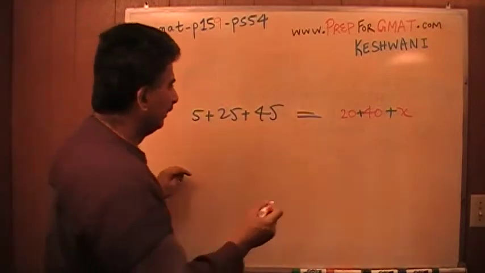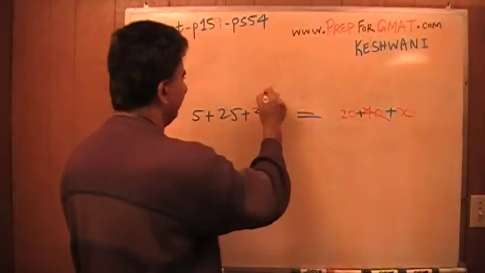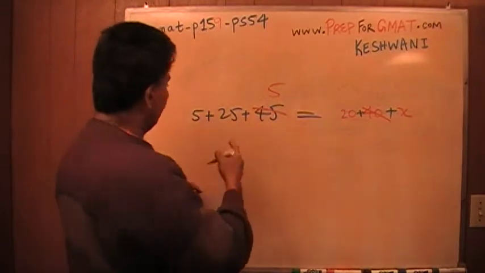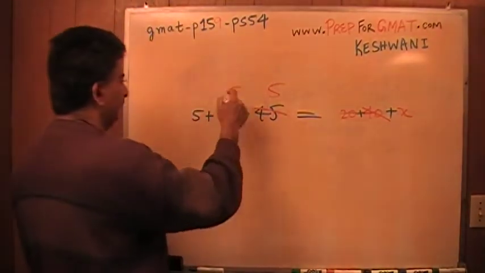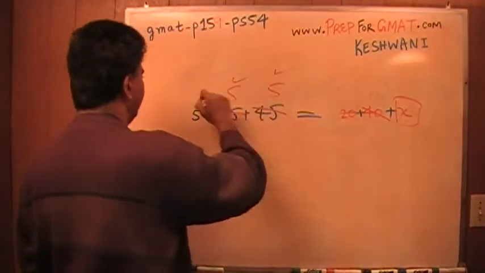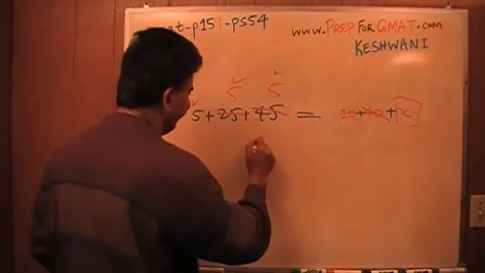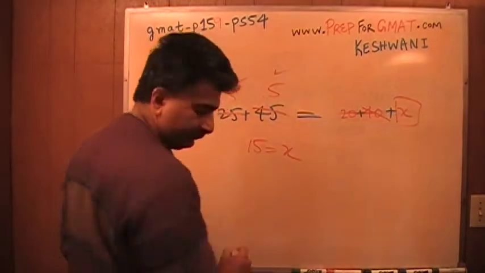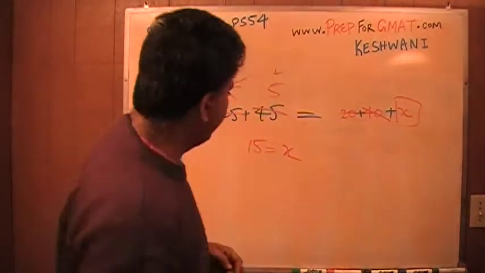So let's start then. If I subtract 40 from both sides, this 45 becomes 5. If I subtract 20 from both sides, this 25 becomes 5. There you go, we are done. X equals 5 plus 5 plus 5. X equals 15. That's it. What's the answer? Answer is A.